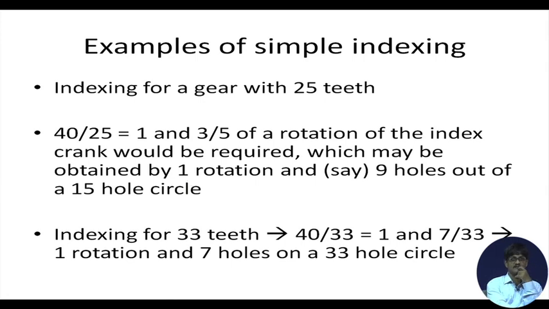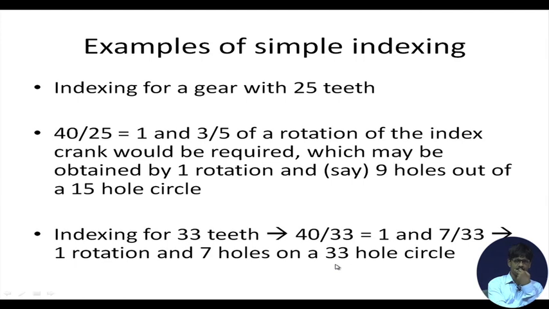So, this is understood. So, this example and the previous example quite clearly show what is simple indexing and how we can achieve that. Coming to another problem, suppose you have 33 teeth to be cut. So, the answer is, in that case 40 by 33, which means 1, and 7 by 33, which means 1 rotation and 7 holes on a 33 hole circle. Now, does that sound good? 7 holes on a 33 hole circle. Are there other solutions to it?